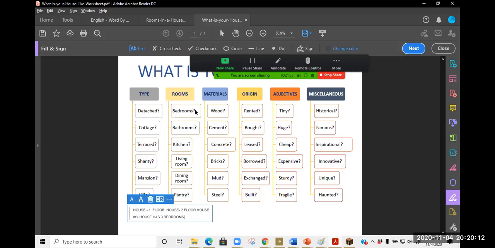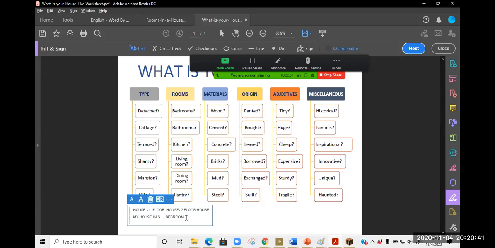And you can write the number of bedrooms. My house has bedrooms, es el cuarto, solo los cuartos, okay? Pero también usted me puede decir, pero yo tengo dos salas en mi casa, por ejemplo. Entonces usted dice, I have two living rooms, okay? No necesariamente two living rooms. My house has, and the number of bedrooms.